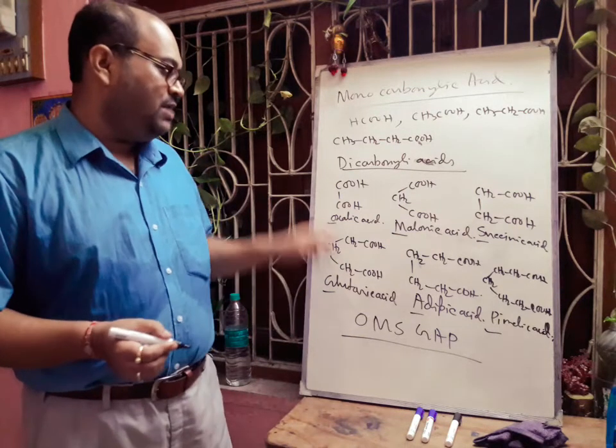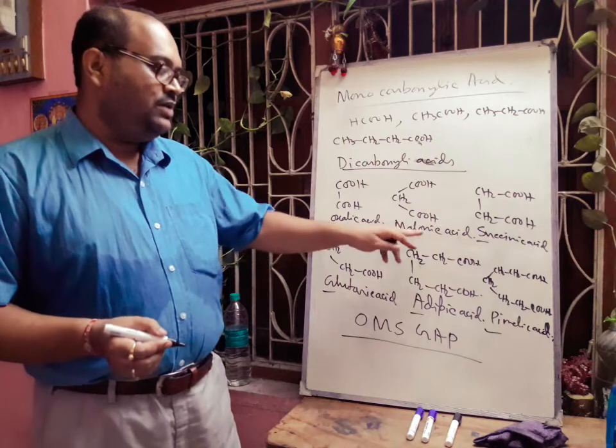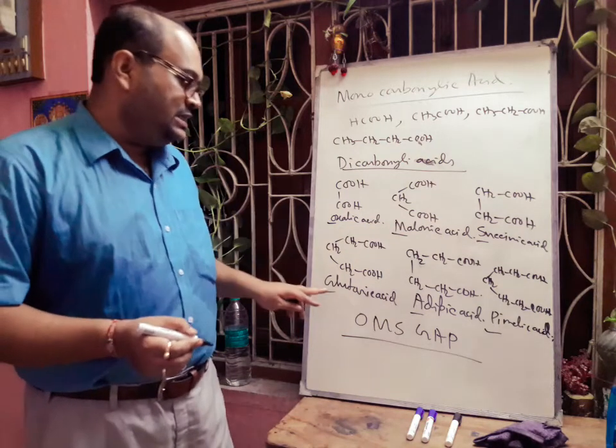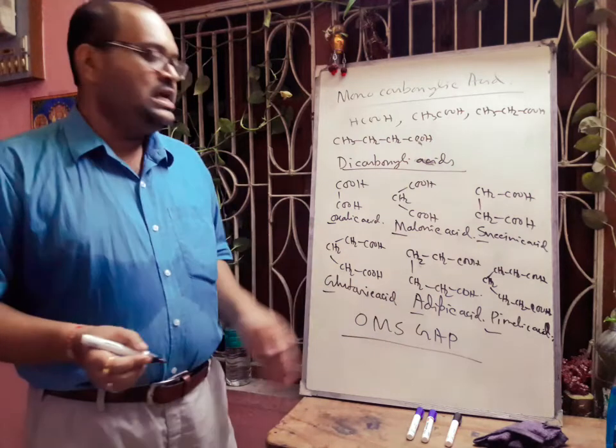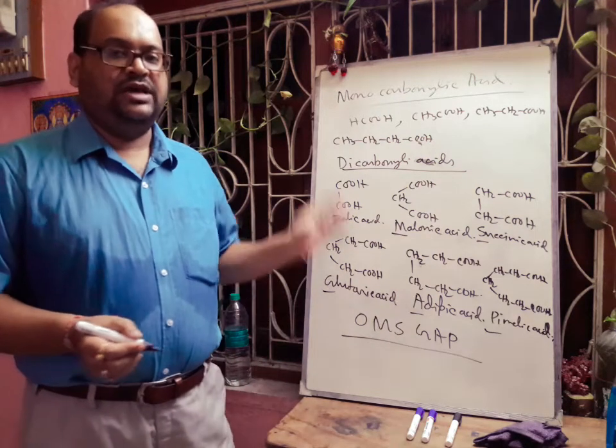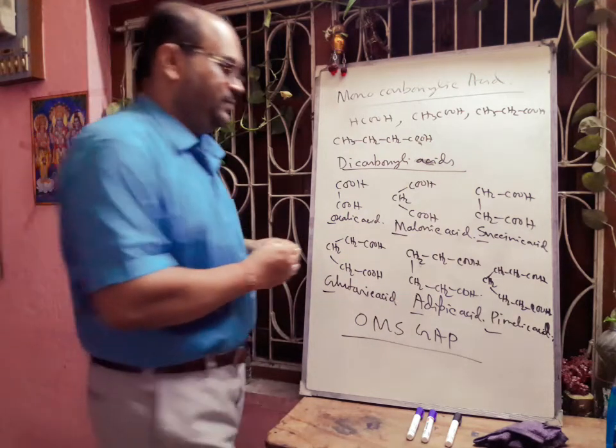So O is nothing but oxalic acid, M is malonic acid, S is succinic acid, G is glutaric acid, A is adipic acid, P is pimelic acid. All are aliphatic dicarboxylic acids. So in this way you can remember their names. Okay.